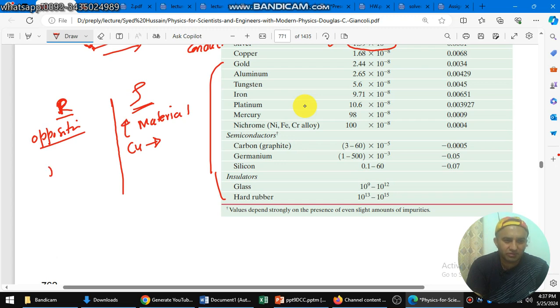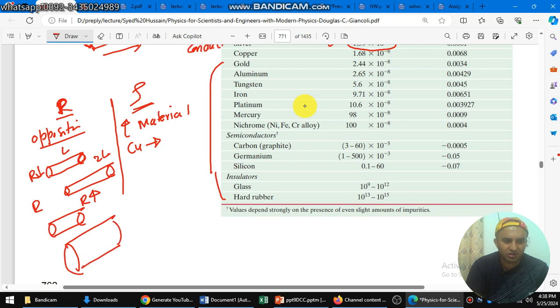But if you use copper wire of different lengths, for example, if you increase the length of copper wire, the resistance is large for larger length. If you use two copper wires, one of smaller length and the other of larger length, the larger length has more resistance as compared to the smaller length. Similarly, if you use a small area, the resistance is large. If you use a big area, the resistance will be small. So resistance depends on the physical properties, the length and area.